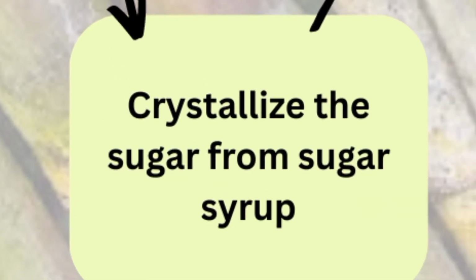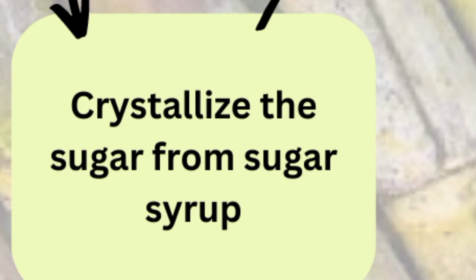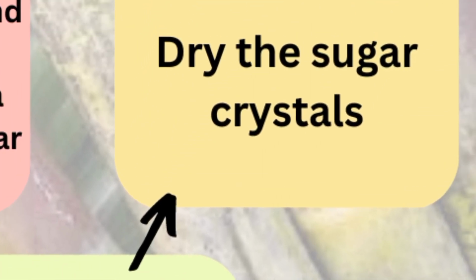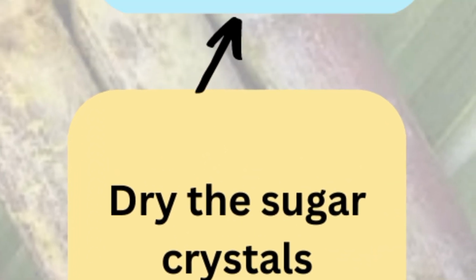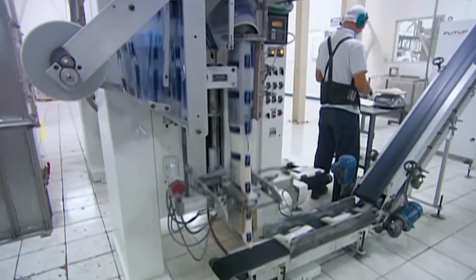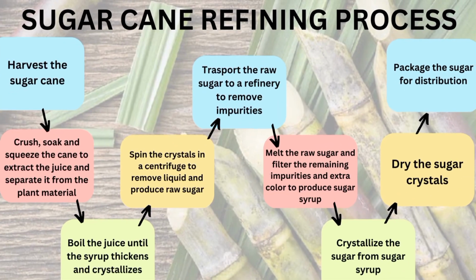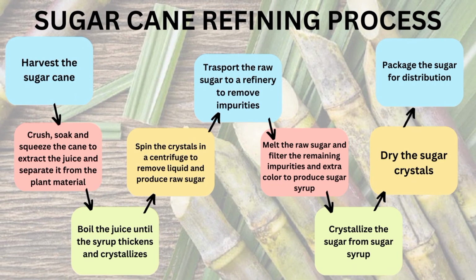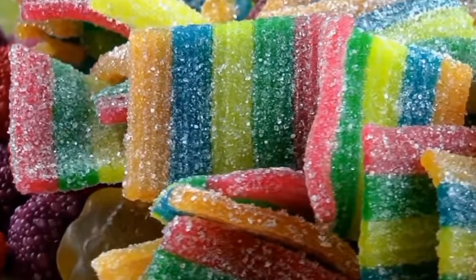Seventh, the sugar is crystallized. After the crystallization, sugar crystals will be dried. And finally, sugar is packaged and shipped to grocery stores and food manufacturers. After knowing the sugarcane refining process, let's go to the similarities and differences between natural sugars and added sugars.